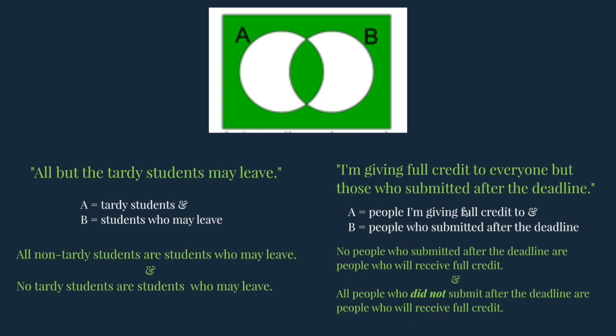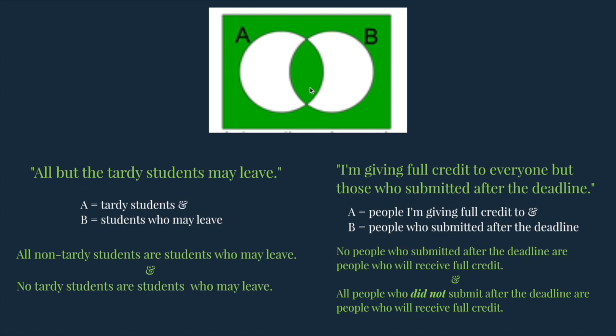A circle is people I'm giving full credit to. B circle is people who submitted after the deadline. What I'm getting out of this is none of the people who submitted after the deadline are people who are going to receive full credit, so I'll shade out that intersecting region.